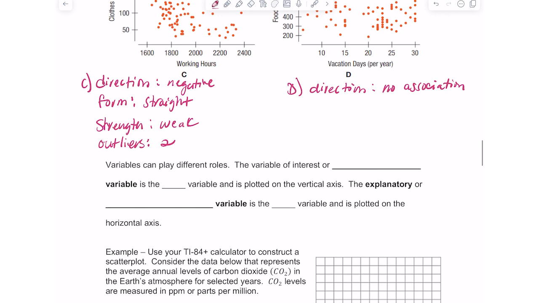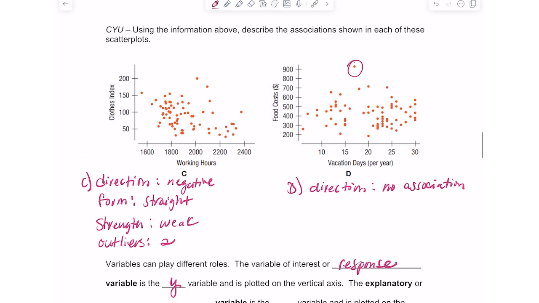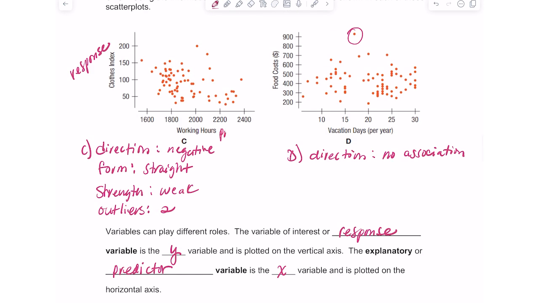Variables can play different roles. The variable of interest, also known as the response variable or the y variable, is plotted on the vertical axis, right? So vertical is up and down. So if we go back to letter C, clothes index would be my response. And then the explanatory or predictor variable, okay, we're using x to predict what y is, the x variable, and it's plotted on the horizontal axis. So working hours would be the explanatory or predictor variable.